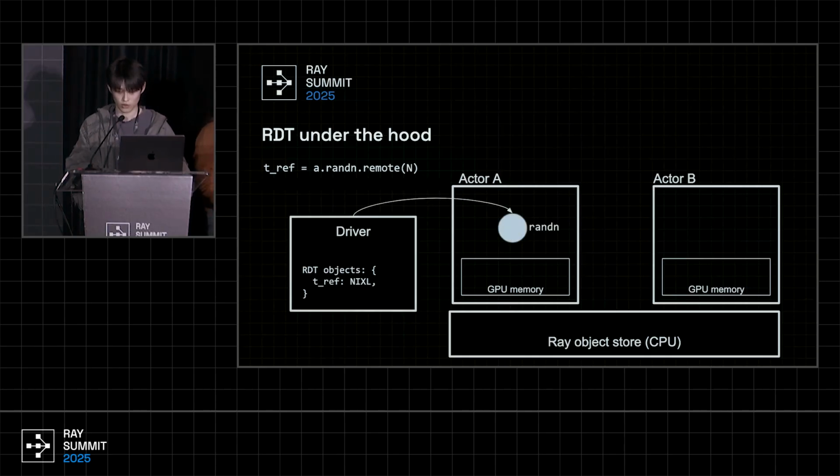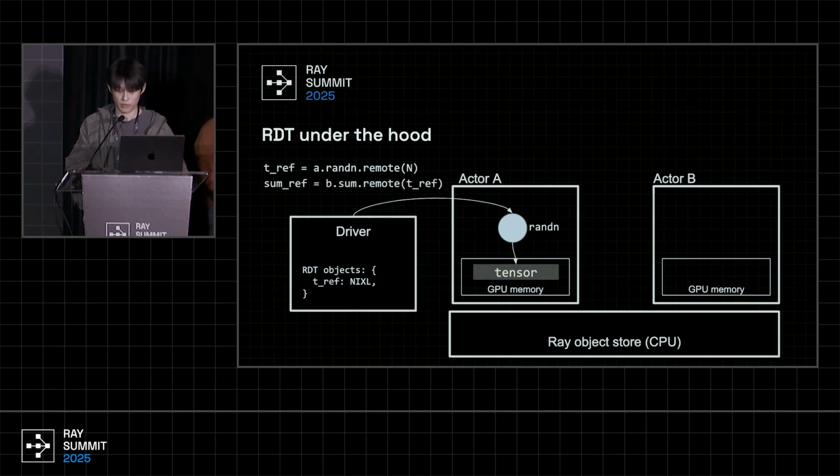And the driver will try to run the random function on actor A. It will extract and register tensors into the GPU memory object store. Then actor A will return the metadata of the tensors to the driver. Usually the metadata is the shape of the tensors, and because we are using NCCL here, it will also include the NCCL specific metadata like the NCCL descriptors.